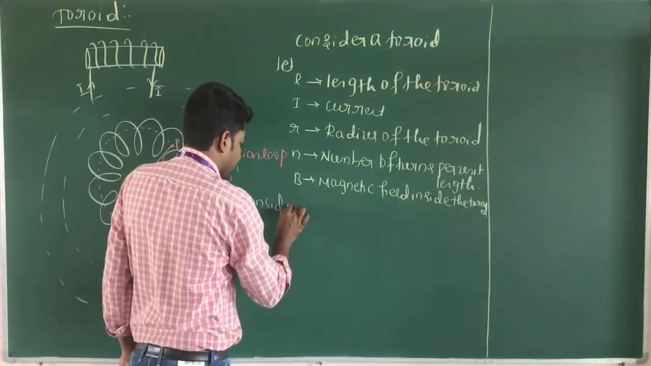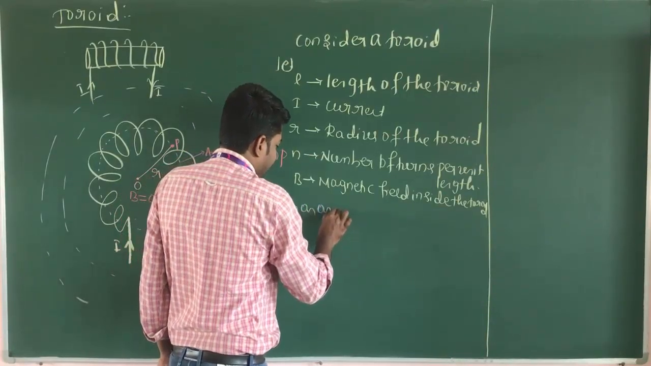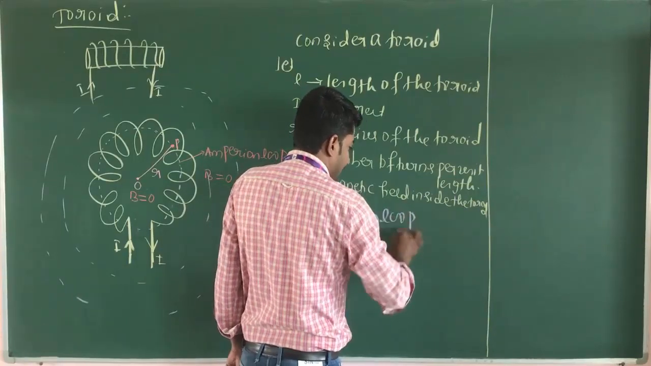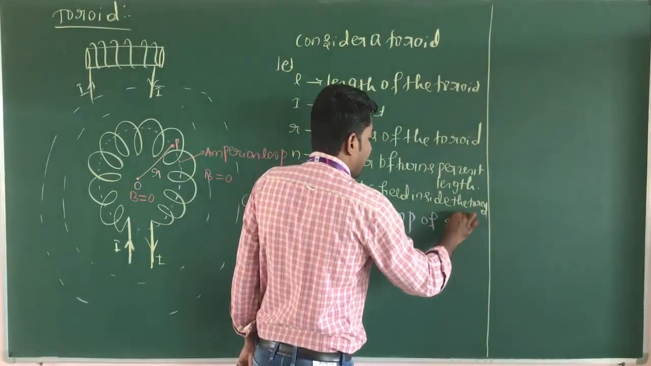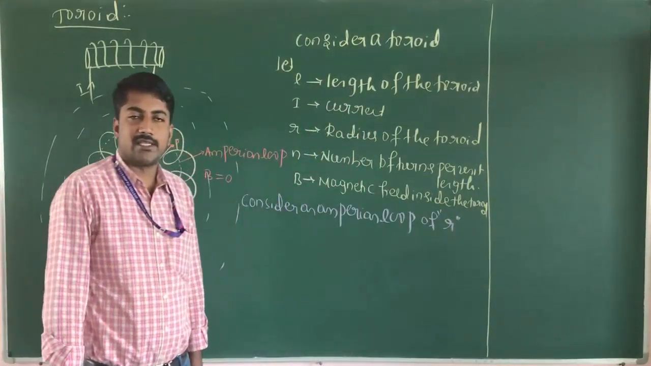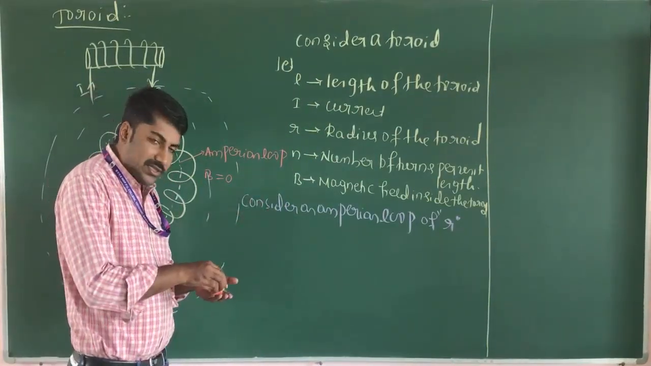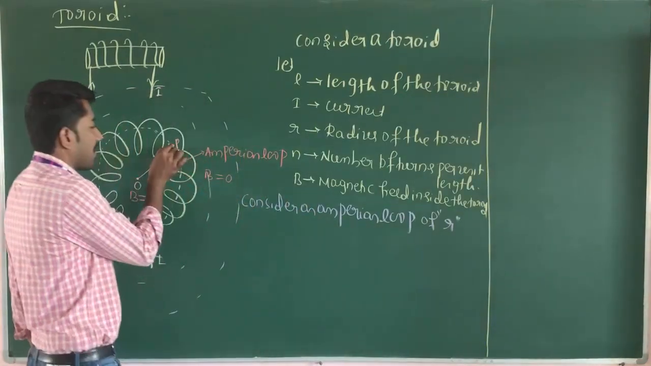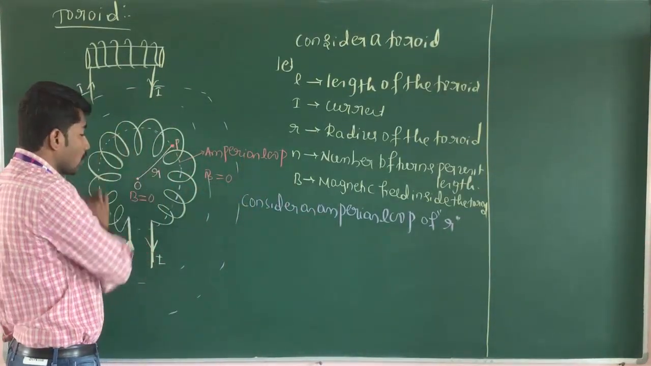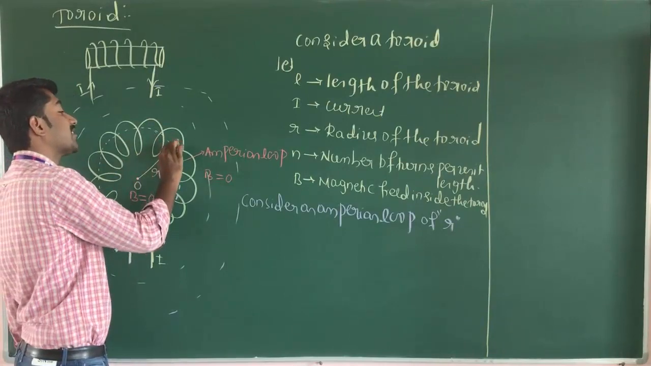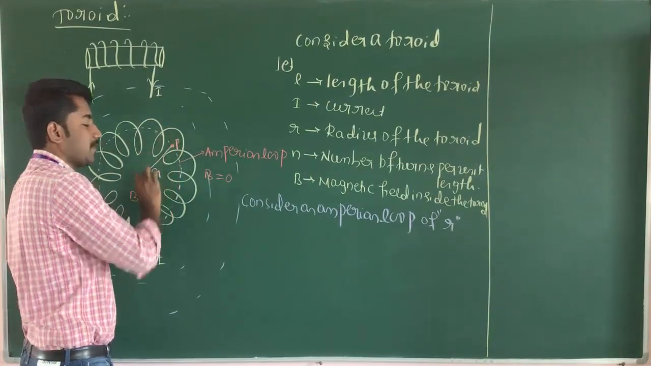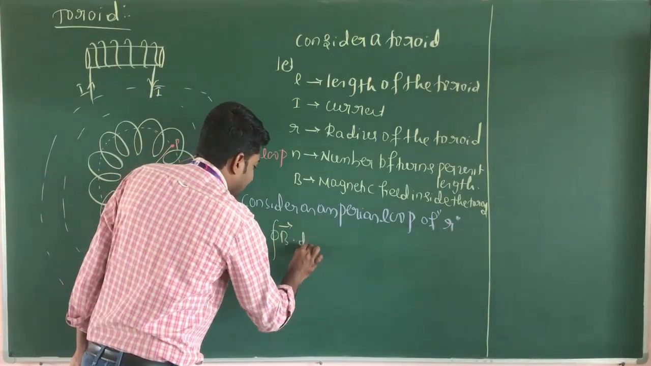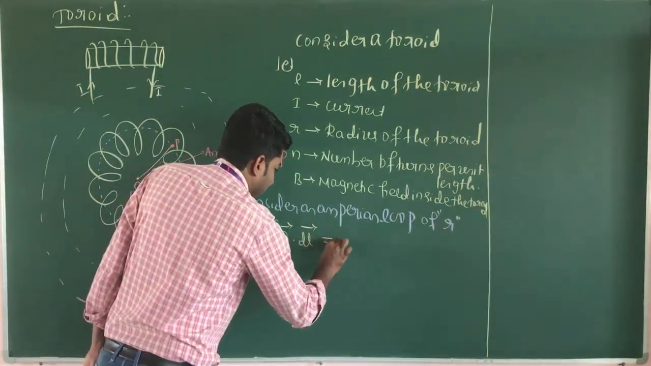Consider an Amperian loop of radius r. Now, at this point P, the magnetic field due to this current element dl, using Ampere's circuit law, we know the equation for the magnetic field at a point.